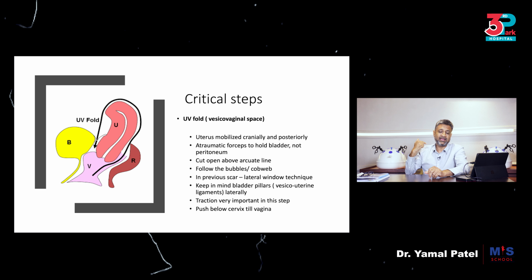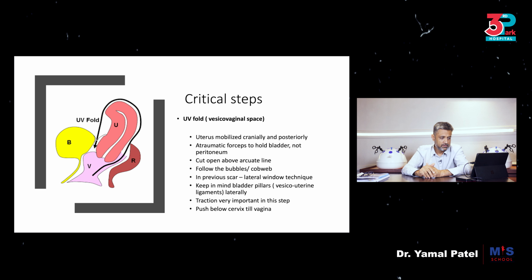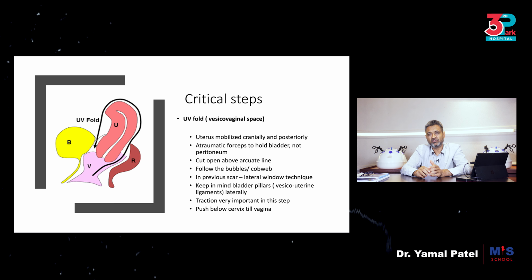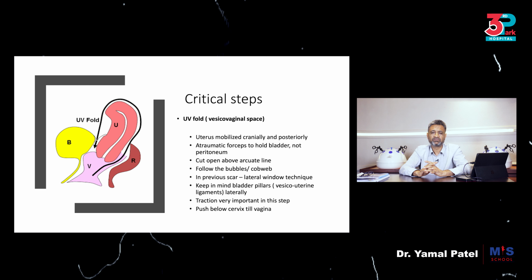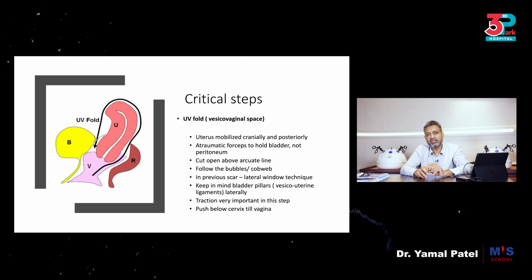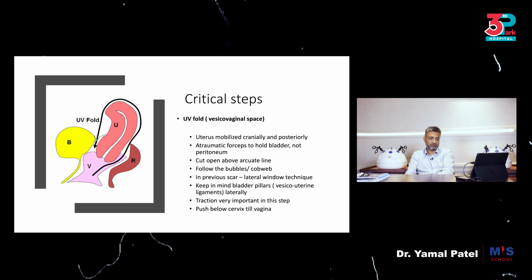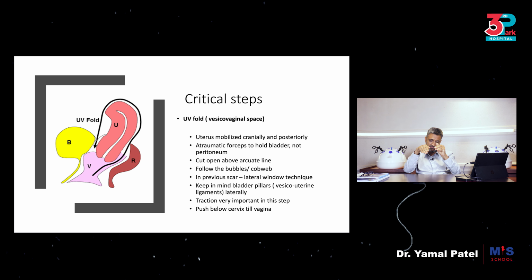Not too high because you'll enter into the uterus and start causing bleeding, and not too low. Then you will use the bubbles or the cobweb appearance or the champagne appearance, as different people have called it. And these bubbles will actually guide you to dissect. In a previous scarred uterus, UV fold that is seen in previous cesarean section, for example, you would use the lateral window technique and not directly attack the adhesion.